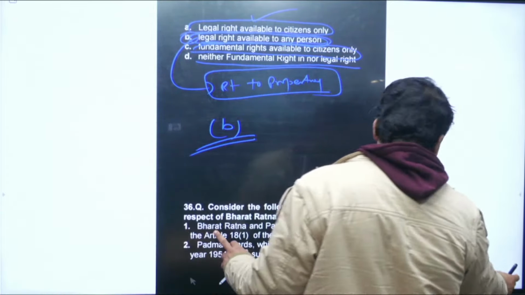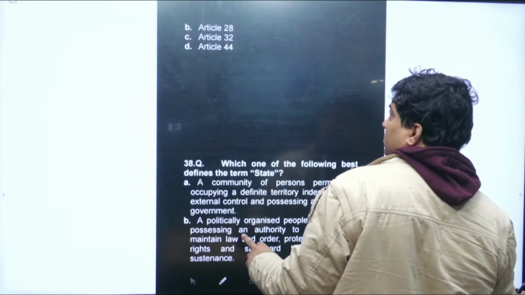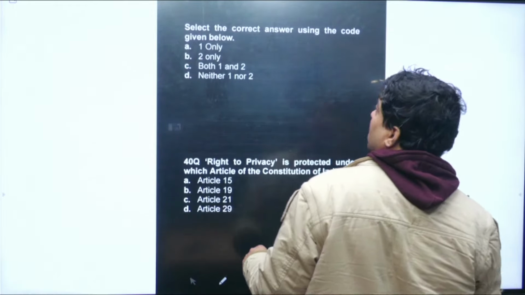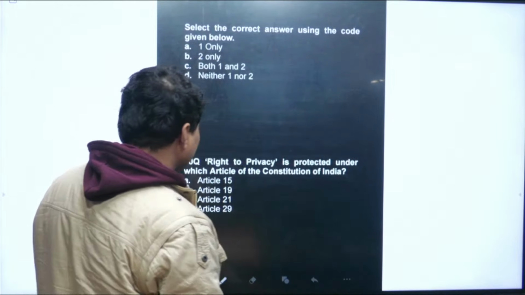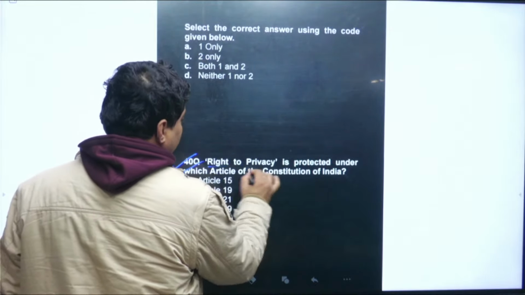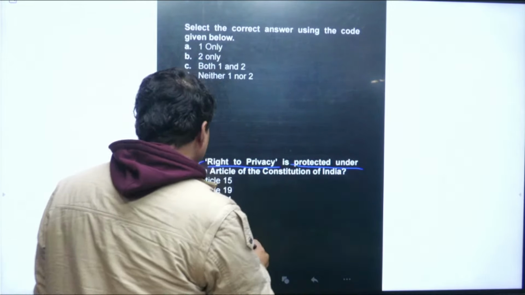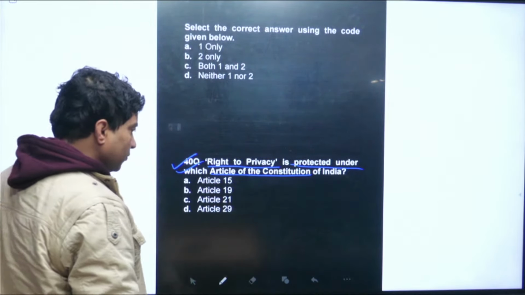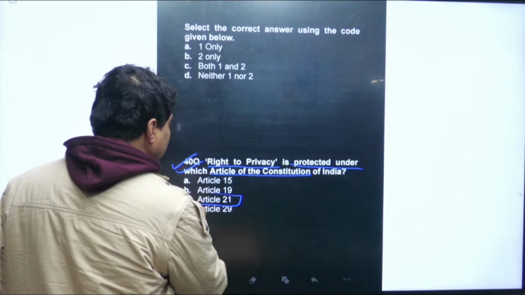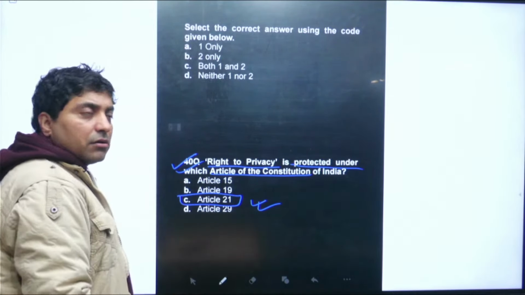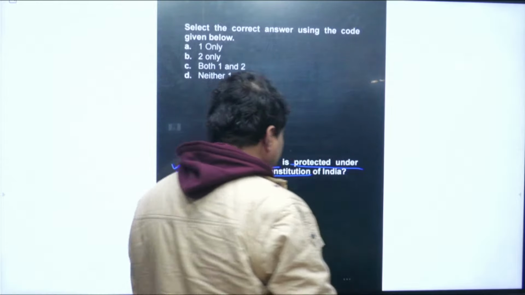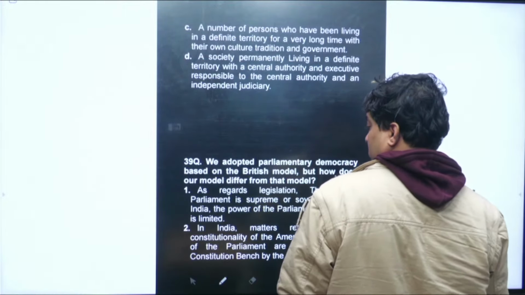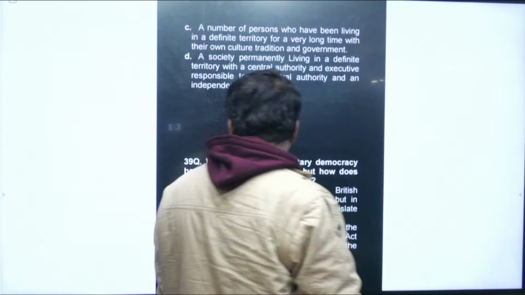Now, let us move to the next question. Right to privacy is protected under which article of the Constitution? Right to privacy is protected under Article 21. Now, the last question, let us see.